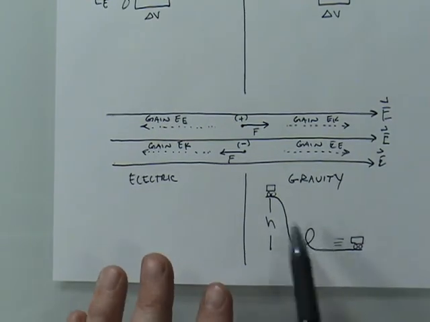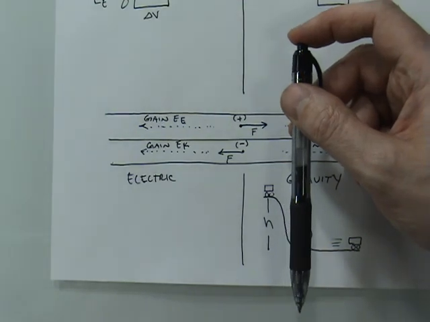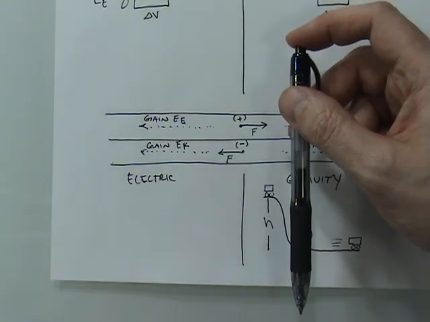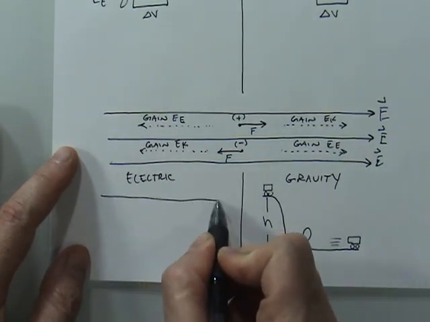Okay, so the side-to-side motion is not relevant. It's only the vertical motion that really matters because that's the direction of the gravitational field. The gravitational field points directly down towards the center of the Earth. So for the electric field, if you were to imagine an electric field, let's point it in a different direction. Let's go this way.